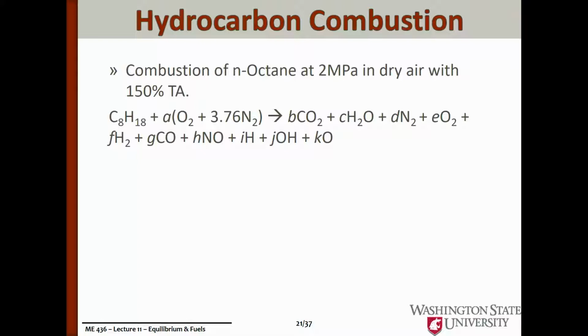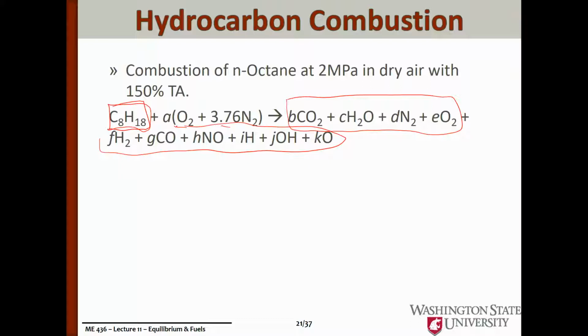So let's conclude this section on equilibrium, and then we'll move on to fuels. But I want to conclude this with an example more relevant to the types of things we're doing in our internal combustion engines. So let's imagine we're burning N-octane at 2 megapascals in dry air with 150% theoretical air. So if I set up my balance reaction, it's dry air, so I've only got oxygen and nitrogen, and I'm burning N-octane here, C8H18. But instead of just considering these first 4 products that we've been doing, I'm going to add in a few more things that I think might show up in the products.